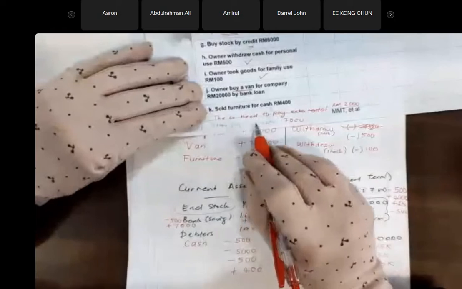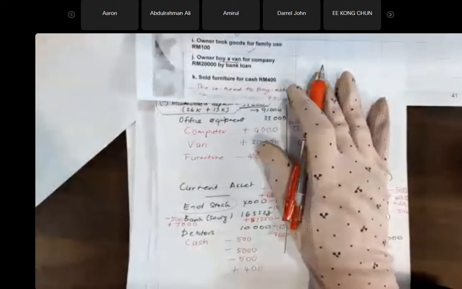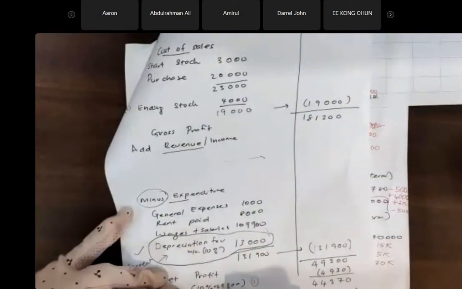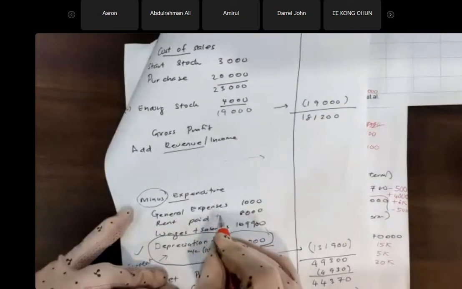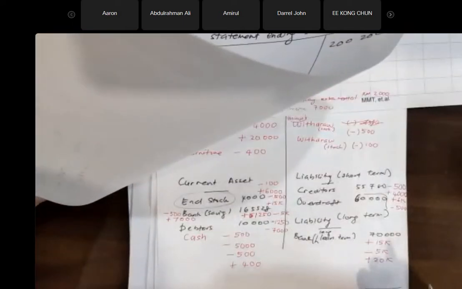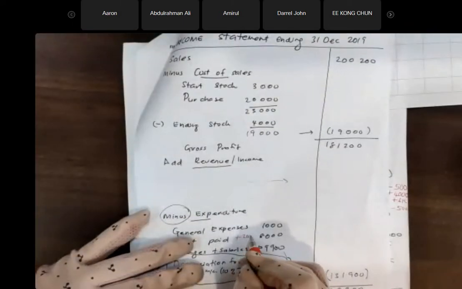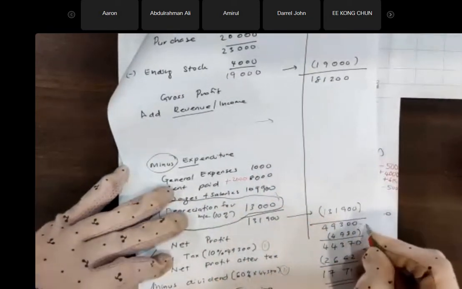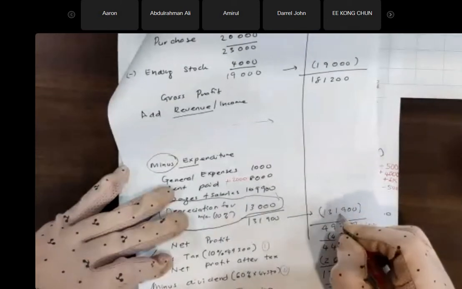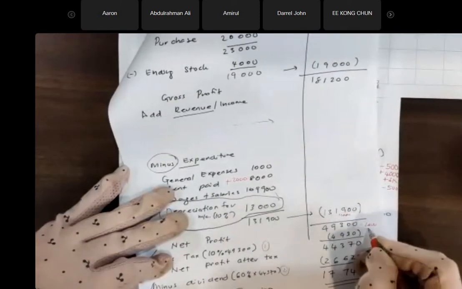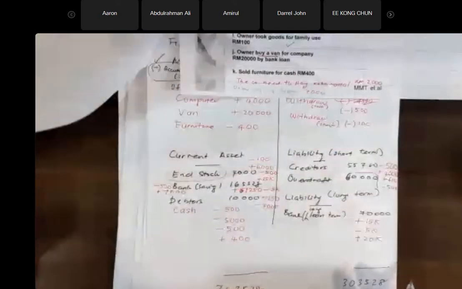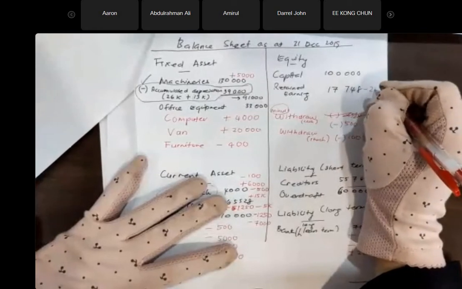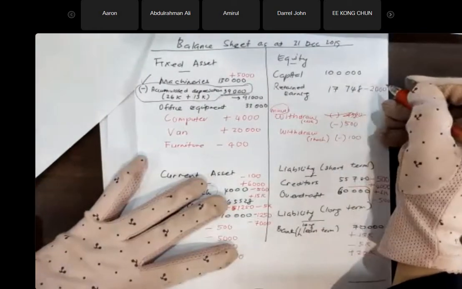Okay, the company need to pay extra rental. So dekat sini extra rental ni expenditure tau. So here rental. Okay, you have to pay 2,000. So what happened here? The profit less kan? So less 2,000. So that means here in the retained earning you show negative 2,000.